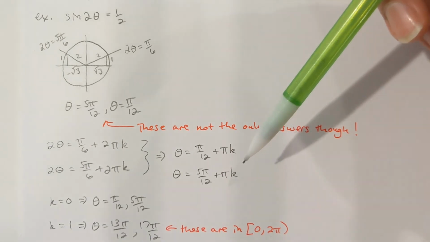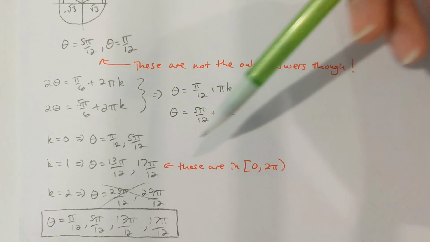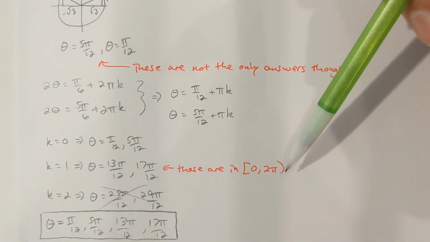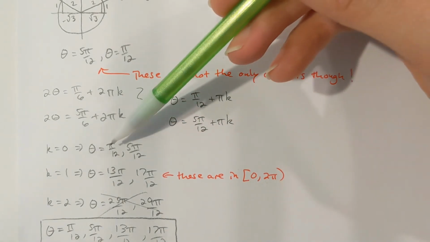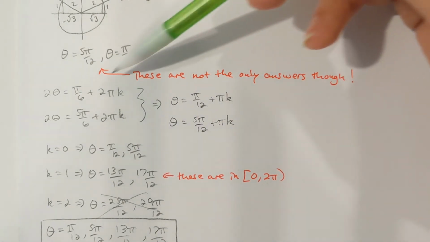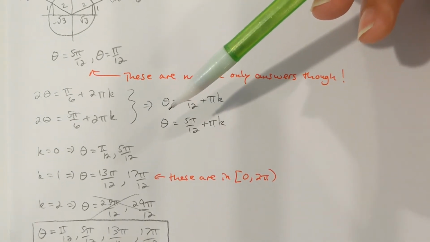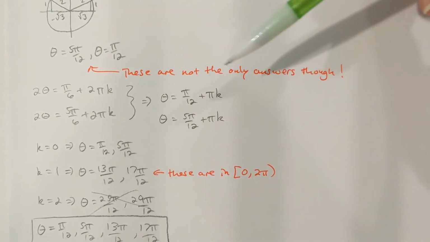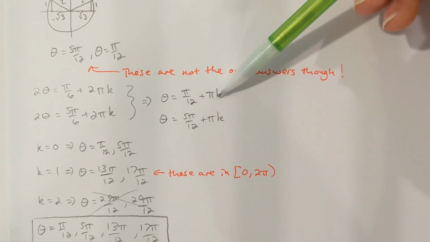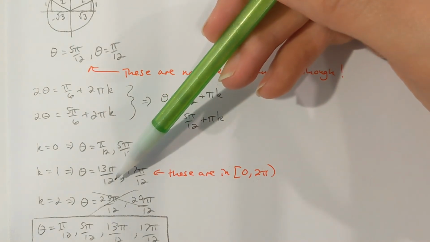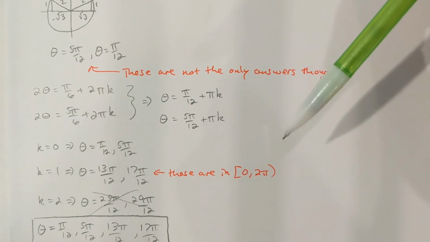Now k is an integer, so at this point I'd want to be selecting some k values and just check and see if I'm on the interval 0 to 2 pi. Well, if k is 0, we get pi over 12 and 5 pi over 12. That's what we had already when we drew our triangles and divided by 2 on both sides there to get theta all alone. If k is 1, pi over 12 plus pi would be 13 pi over 12, and yeah, that's going to be on the interval 0 to 2 pi, so that would also be a solution.